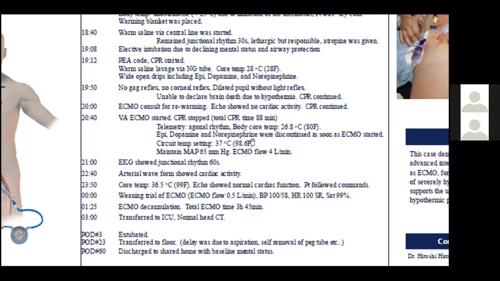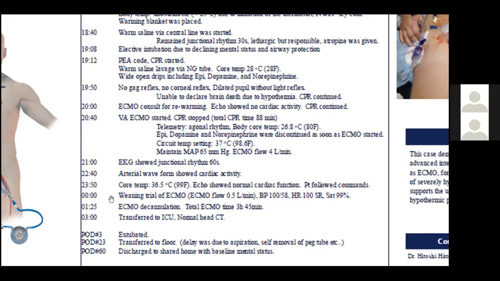So the inotropes were discontinued, and as soon as the ECMO was started, the circuit temperature was initially set at 37 degrees centigrade, and the initial MAP was maintained at 65 mmHg with an ECMO flow of 4 liters per minute. After 20 minutes of ECMO, the EKG showed a junctional rhythm of 60. At 2240, the arterial waveform showed cardiac activity. And at 2350, core body temperature was around 36.5, echo showed normal cardiac function, and the patient started to follow commands.